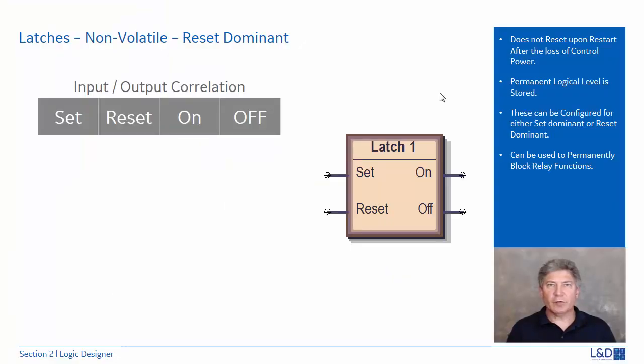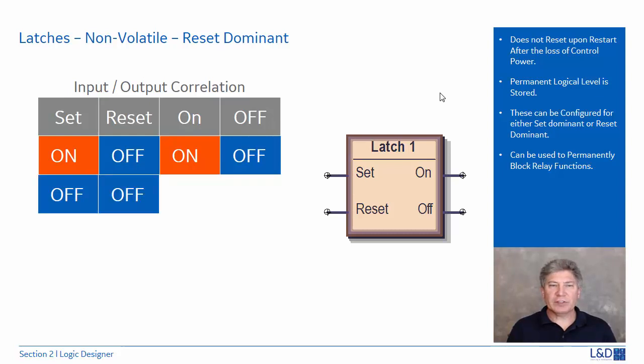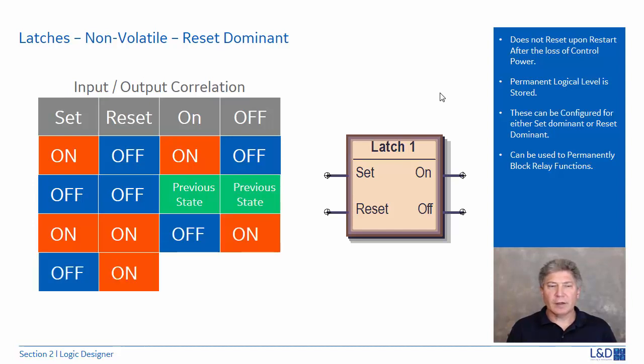Let's review the truth table for a reset dominant non-volatile latch. If the input set is on and the reset is off, the output on is on and the output off is off. If both the set and reset are both off, then both the output on and output off remain in their previous states. That means it doesn't change. If both the set and reset are both on, then the on output is off and the off output is on. Finally, if the set is off and the reset input is on, then the output on is off and the output off is on.